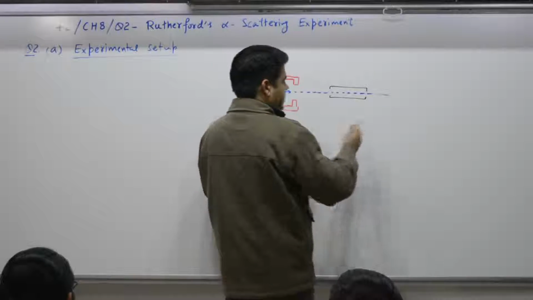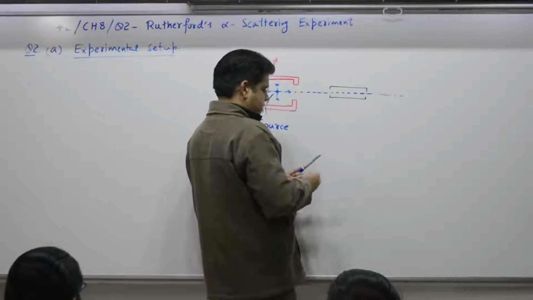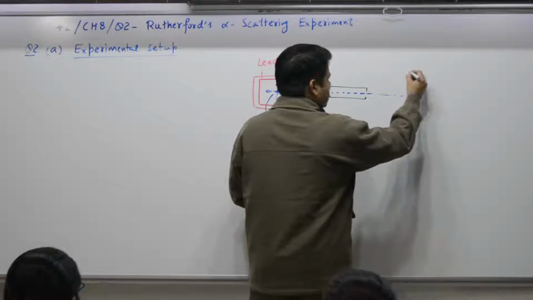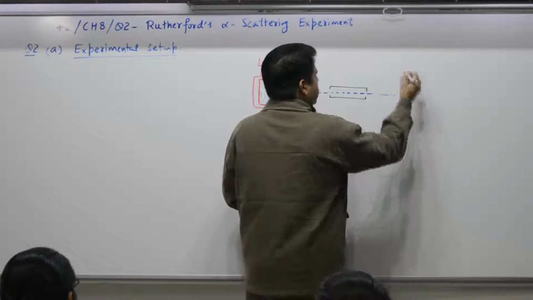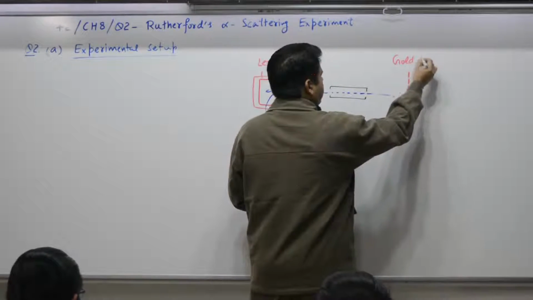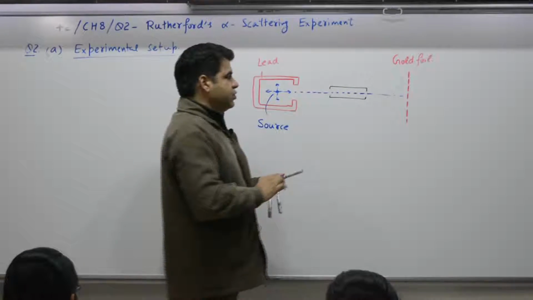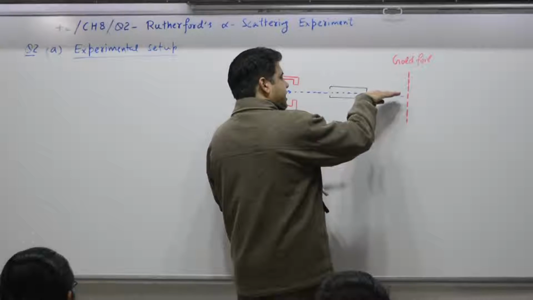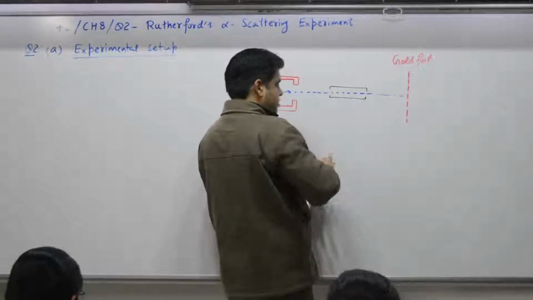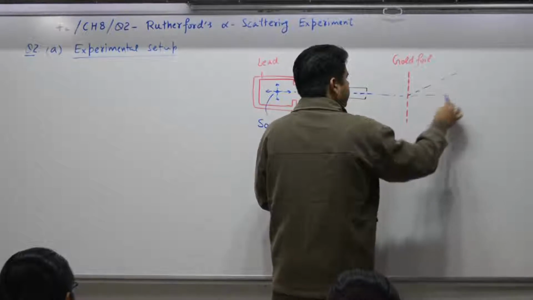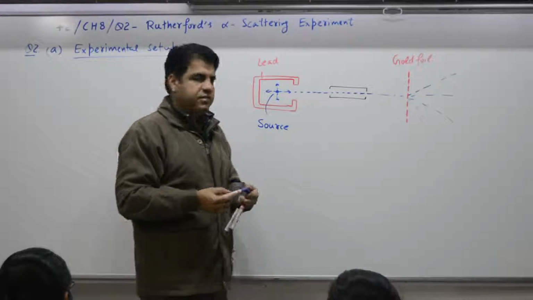And these radiations will hit what? Yes, a thin gold foil. And what is the observation? You need to observe that after hitting this, alpha particles are available in different directions. Some alpha particles are available here, some at this point, some here.